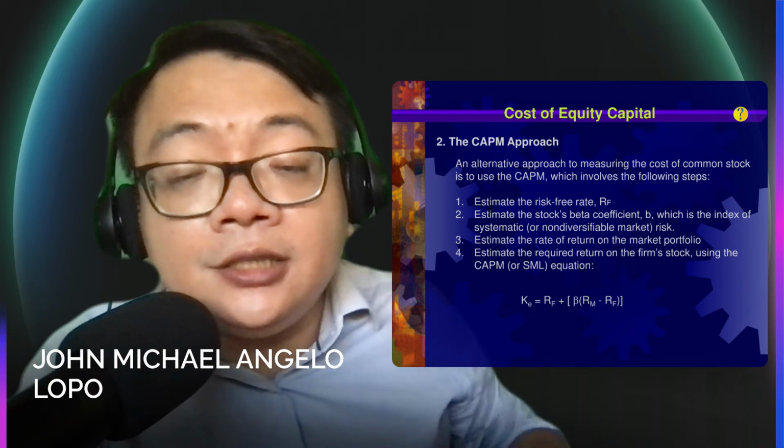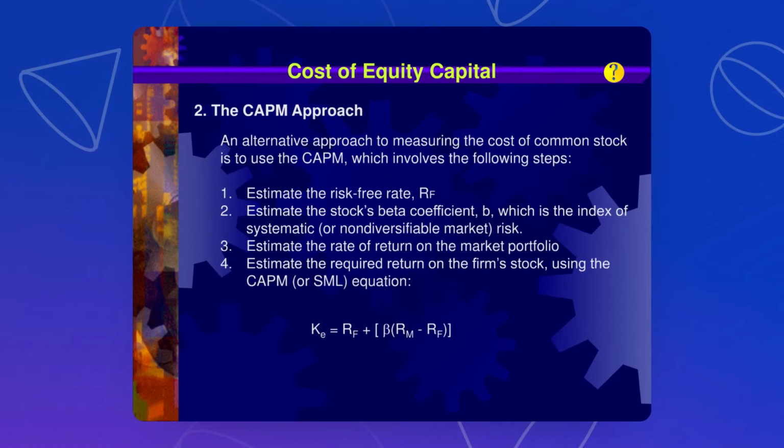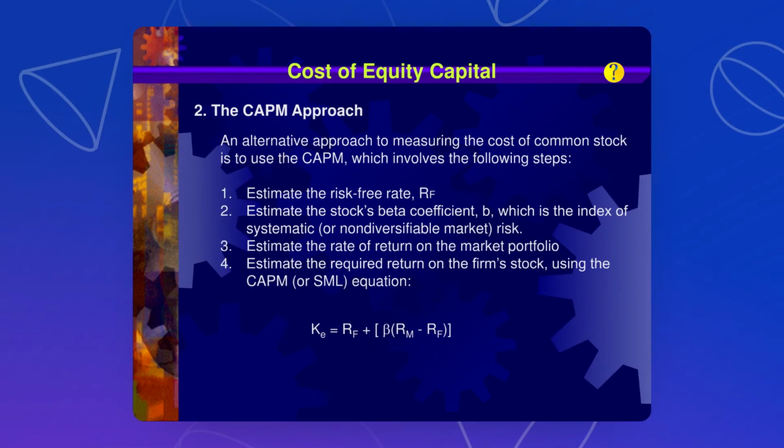That's why in the cost of equity, what we are computing is the beta coefficient of a systematic or non-diversifiable risk, because you cannot control it. And how about the RM? The RM here is the market return, that's the return of your market, and RF again is your risk-free rate. By the way, class, RM minus RF is what you call risk premium. It's also known as your risk premium.